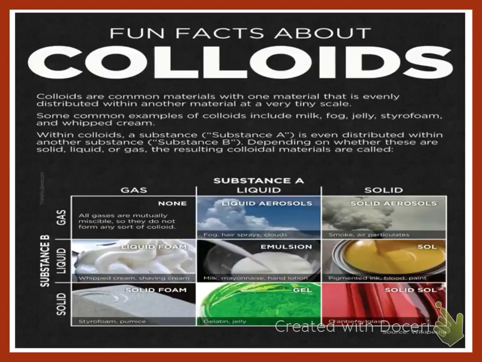Jello is a colloid. Styrofoam is a solid foam, but it is a colloid. A lot of paints are considered to be colloids as well. Okay. And there's not really any gas colloids that we know of at this point in time.